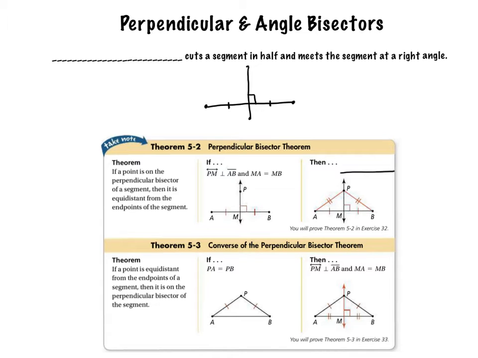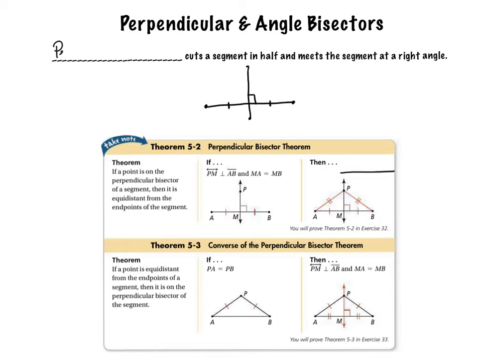All right, so yesterday you should have looked a little bit at exploring perpendicular and angle bisectors. Today we're going to explore that further and do a couple of examples of what happens when I have those things. So first off, look at what a perpendicular bisector is, right?